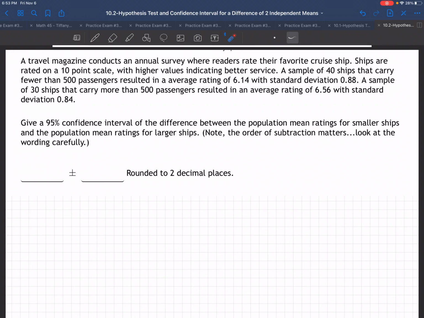Here's a confidence interval example. Let me lead you through it. A travel magazine conducts an annual survey where readers rate their favorite cruise ship. Ships are rated on a 10-point scale, with higher values indicating better service.